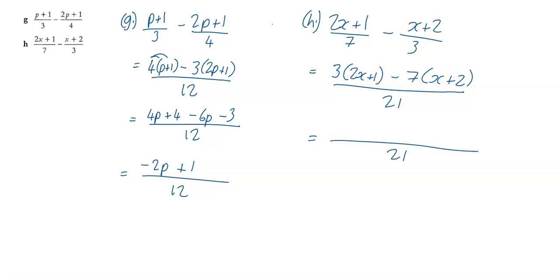And then multiply out your top line. You have 3 times 2x will be 6x. 3 times plus 1 will be plus 3. And careful here, it's minus 7 times x is minus 7x. And minus 7 times plus 2 is minus 14.